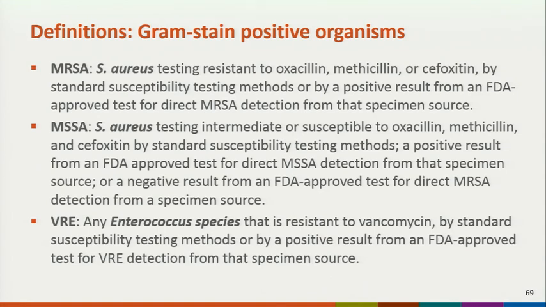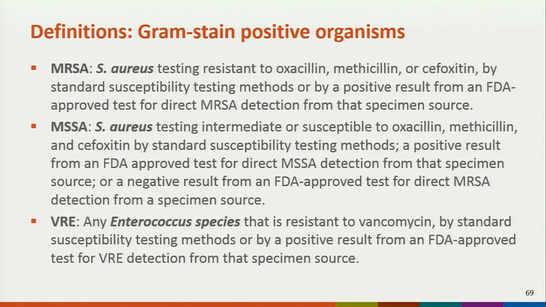You have MSSA, which is your methicillin-susceptible Staph aureus, is testing intermediate or susceptible to oxacillin, methicillin, and cefoxitin by standard susceptibility testing methods. A positive result from an FDA-approved test for direct MSSA detection from that specimen source, or a negative result from an FDA-approved test for direct MRSA detection from a specimen source.